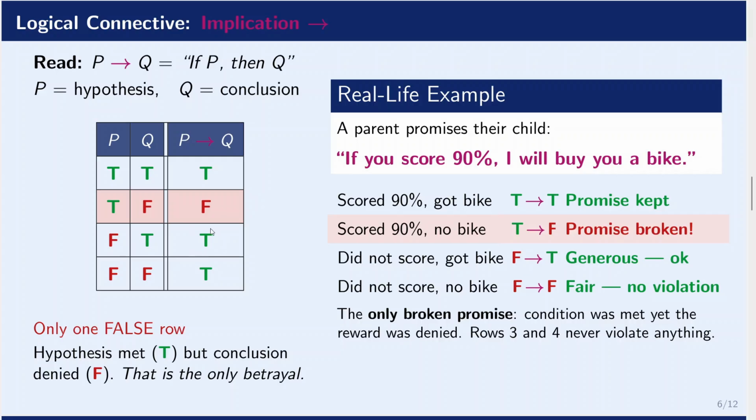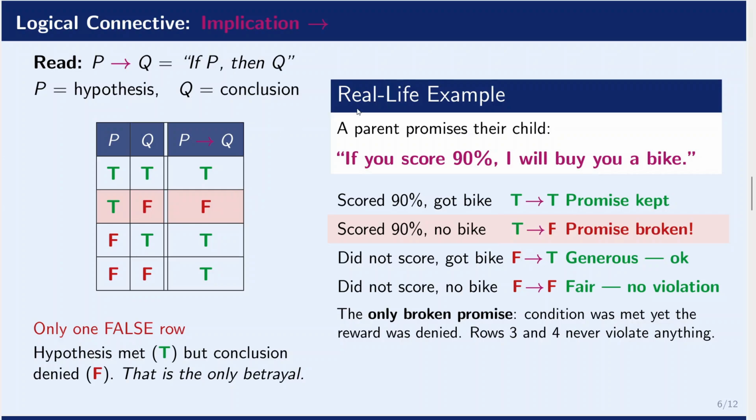Here, the overall implication P implies Q is evaluated as true. In the fourth and final row, our hypothesis P is false, and our conclusion Q is also false. In this scenario, the overall implication P implies Q is also true. Notice there is only one false row in the entire table. The implication is only false when the hypothesis is met, meaning P is true, but the conclusion is denied, meaning Q is false. That is the only betrayal of the if-then statement.